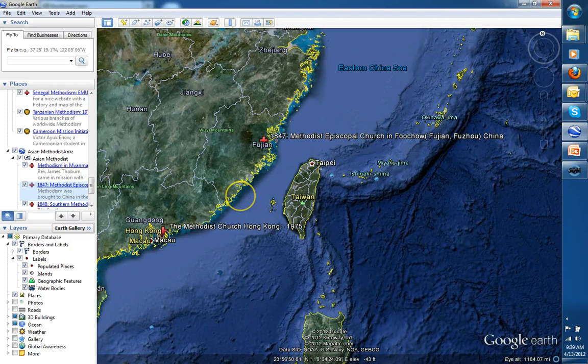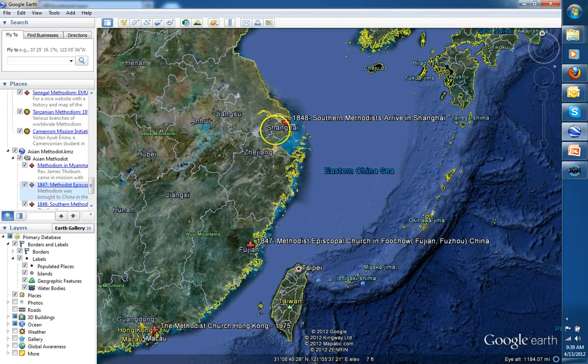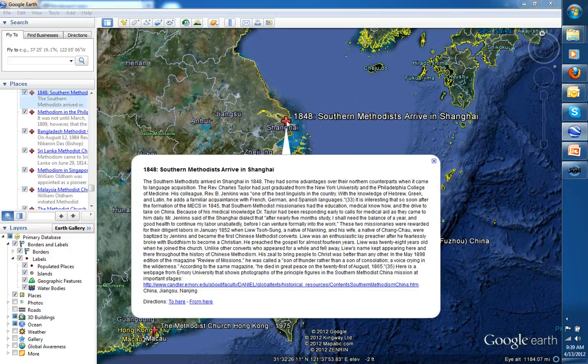The Northern Church begins its work in 1847, and this immediately provokes the Southern Church to enter Shanghai the following year to begin the MEC South mission as well. And we'll talk about that in our next session.